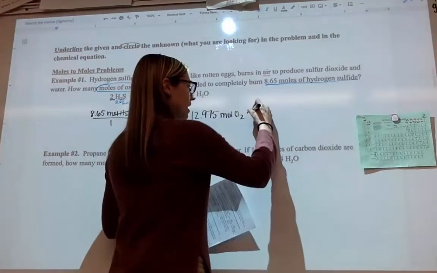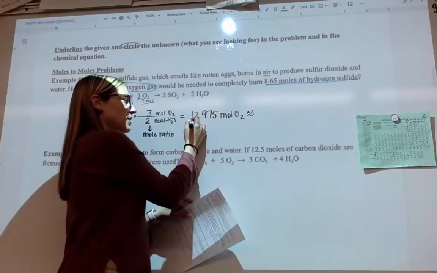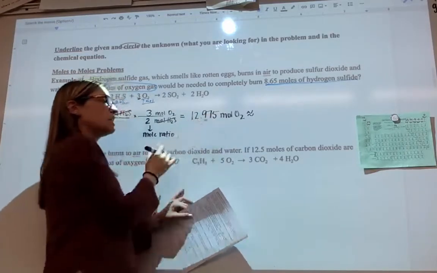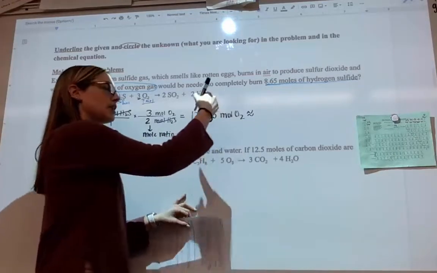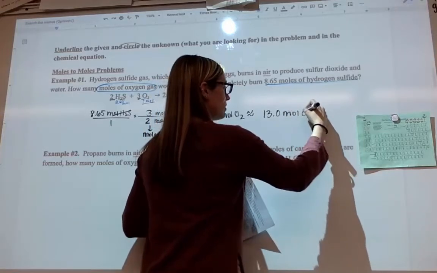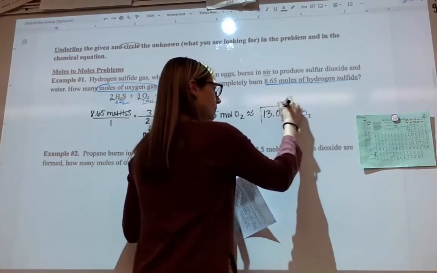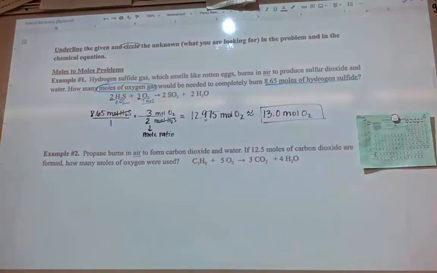If you want to round, let's say I want to round to 3 significant figures, 1, 2, 3, I would round here. But that 9 doesn't stay a 9 because of the 7, it moves up. So this would actually be 13.0 moles of O2. I'm not going to be super picky on significant figures. If you keep it as 12.975, that's okay.